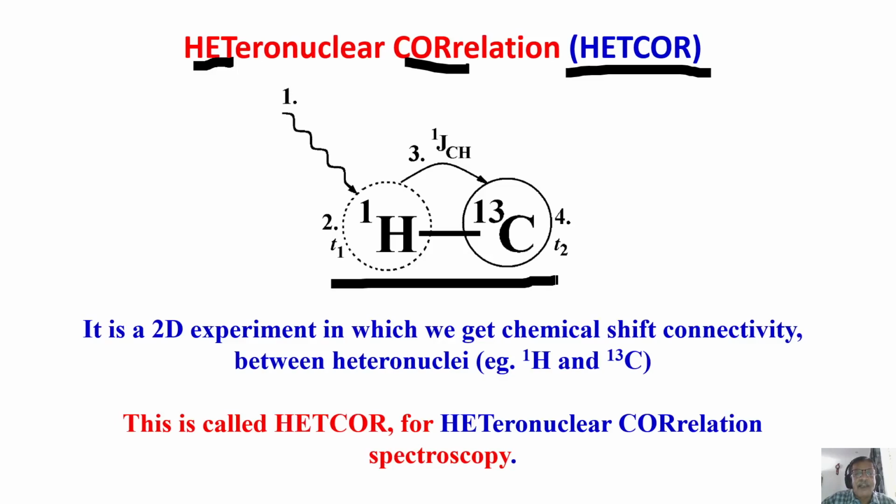But just to give you the information about what this HETCOR does: it is another correlation experiment similar to the homonuclear COSY we saw. Only thing is there we got the chemical shift connectivity among the coupled spins in the homonuclear case. If one proton is coupled to another proton through a bond, there was a correlation, you got cross peaks. But here in this experiment, it is a heteronuclear correlation.